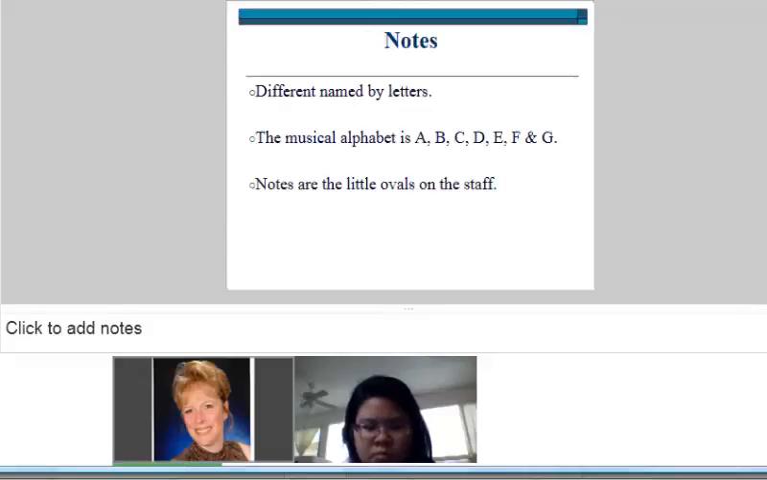Notes. Different pitches are named by letters. The musical alphabet is in ascending order by pitch: A, B, C, D, E, F, and G. After G, the cycle repeats again.